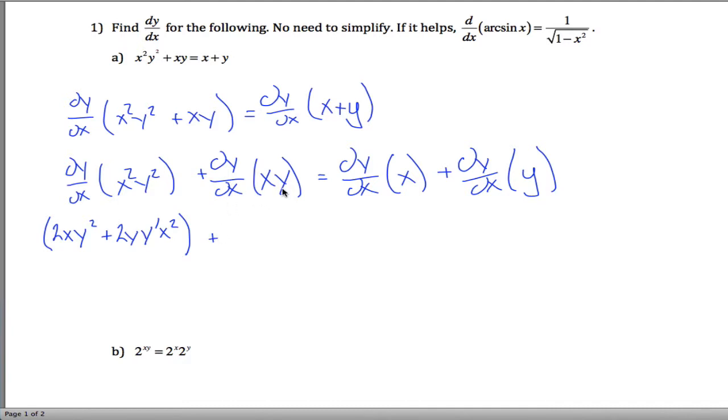And to that, I want to add the derivative of x times y. Really the same idea. Product rule, it's something times something. Derivative of x is just 1. Leave the y alone. Derivative of y is y prime. Leave the x alone. Get this thing. These parentheses aren't necessary. I just wrote them to really emphasize that this turns into this, and this turns into this. On this side, derivative of x is just 1. Derivative of y is y prime.